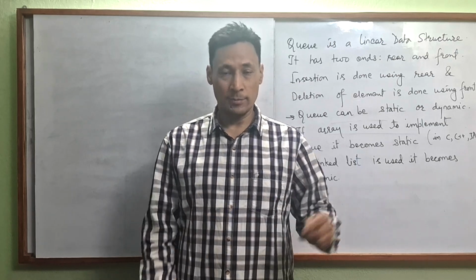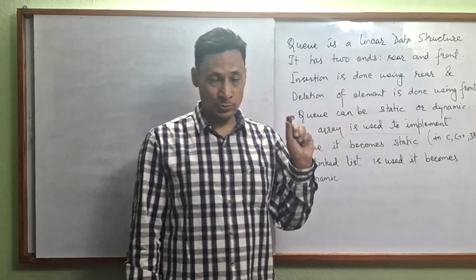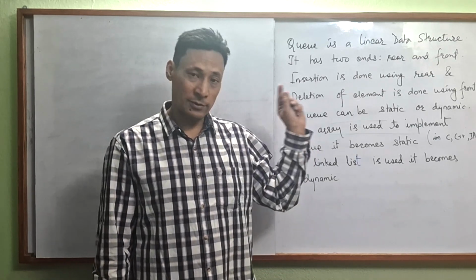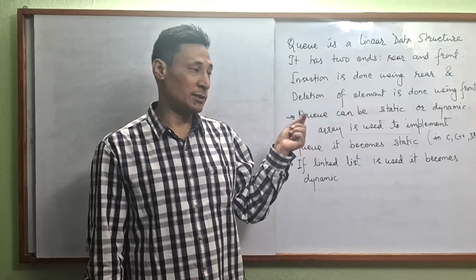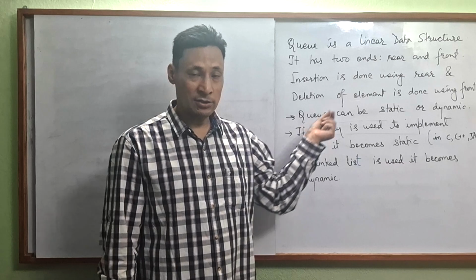In this video, I will talk about queue data structure. Okay, queue is a linear data structure. It has two ends, rear and front. Insertion of element in queue is done from rear, and removal or deletion of element from queue is done from front.